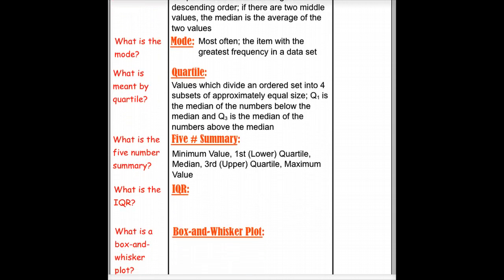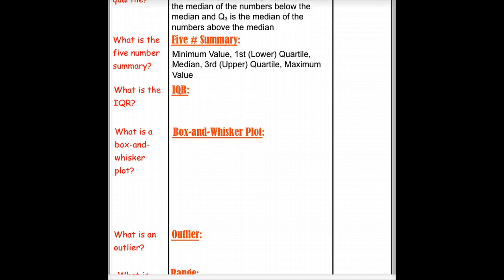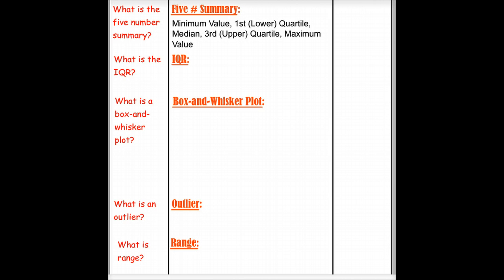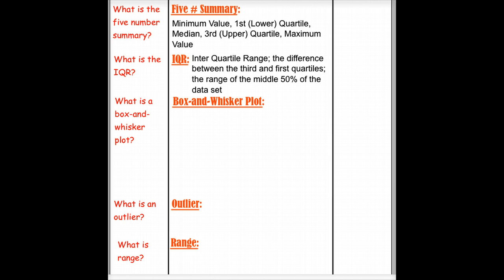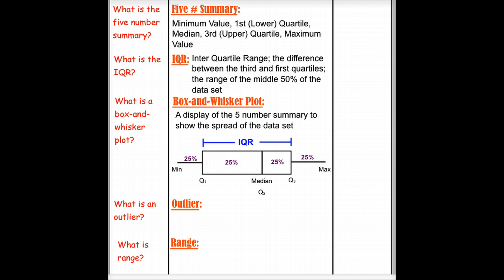From there, we can calculate our IQR, or interquartile range, and make our box and whisker plot. Our interquartile range is that difference between the third and first quartiles. It's the range of the middle 50% of the data, which is typically where most of our data falls. Box and whisker plot is going to be that display of the 5-number summary to show the spread of the data set, and that looks like this, where you've got two boxes separated by two whiskers on the ends, where the end dot is our minimum value. Our dot here represents our quartile 1, then we have our median, our quartile 3, and our max.